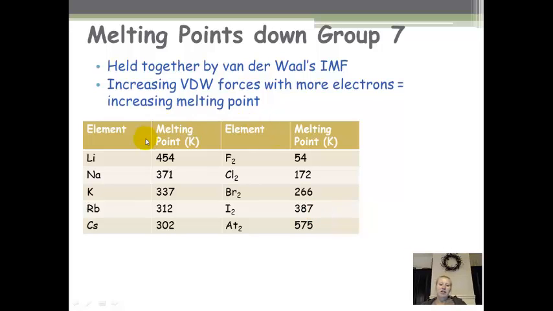If we talk about group 1, however, these are all metals, so we have metallic bonding. And as we go down further, down group 1, those nuclei get farther and farther apart. So it's harder for them to hold on to that sea of electrons. It's easier to separate, and so their melting point decreases.